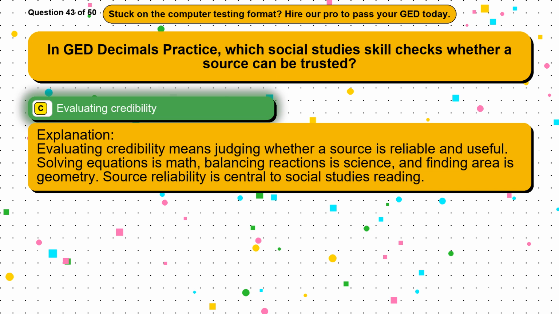Solving equations is math, balancing reactions is science, and finding area is geometry. Source reliability is central to social studies reading.